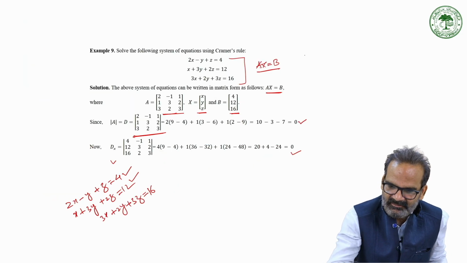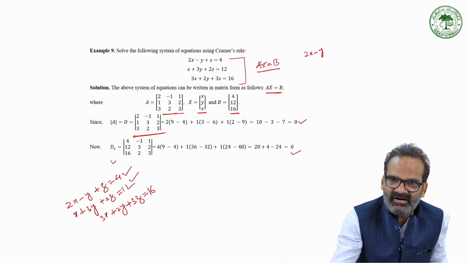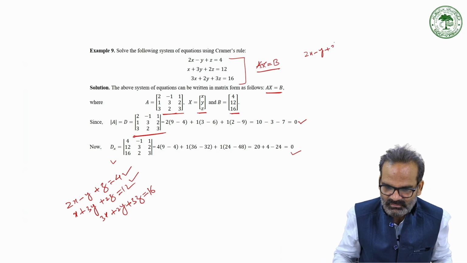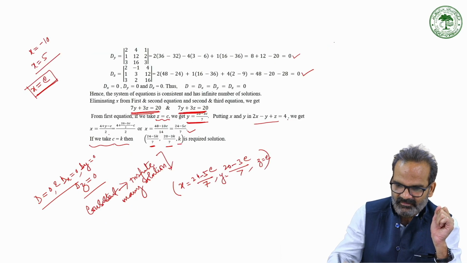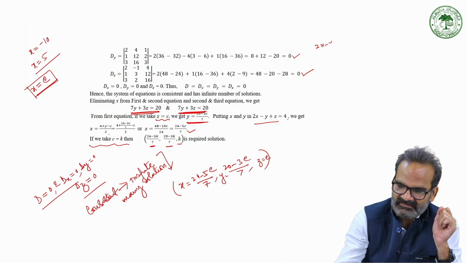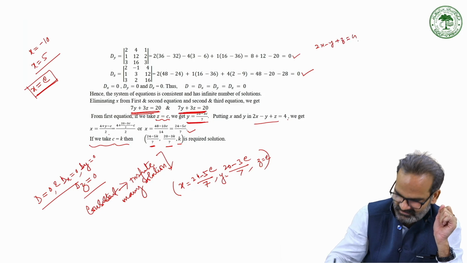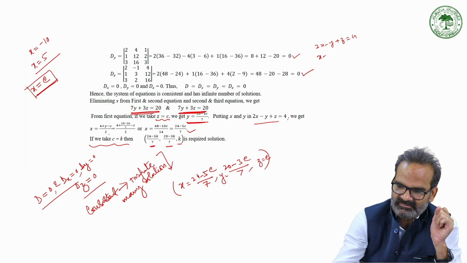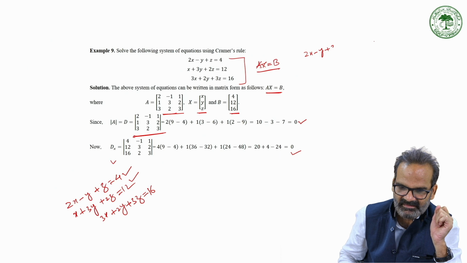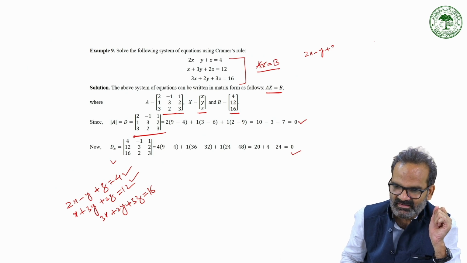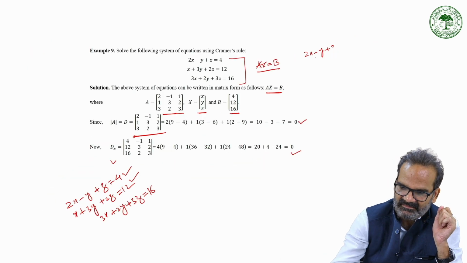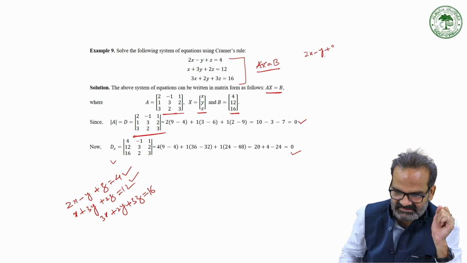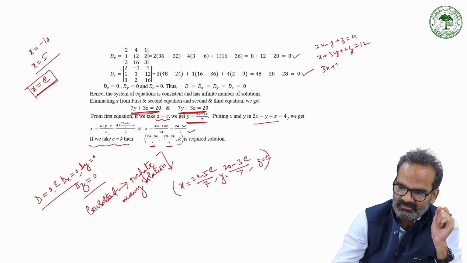Let me write the equations. Twice x minus y plus z is equal to 4. This is equation 1. And x plus 3y plus 2z is equal to 12. And third is 3x plus 2y plus 3z is equal to 16.